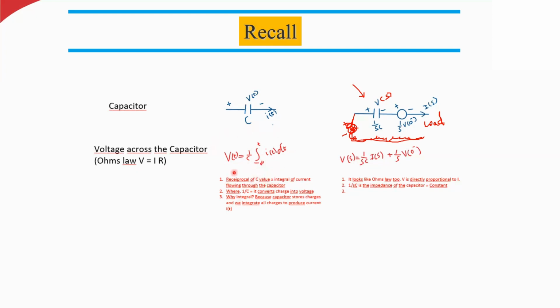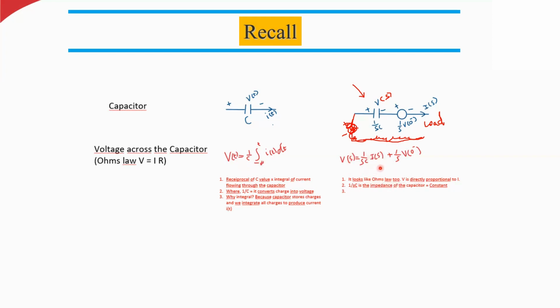Now you have to convert the same equation into the S domain. So the small v of t will become capital V of S equal to 1 divided by SC times capital I of S, plus the initial source, which is 1 divided by S times V of 0 minus. Again, if you assume there is no initial voltage, then you can ignore this second part of the equation. Then you will only have this equation: V of S is equal to 1 divided by SC times I of S.